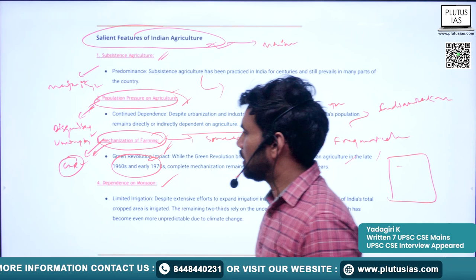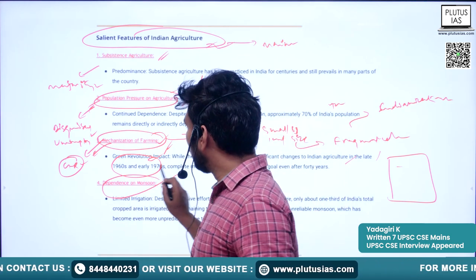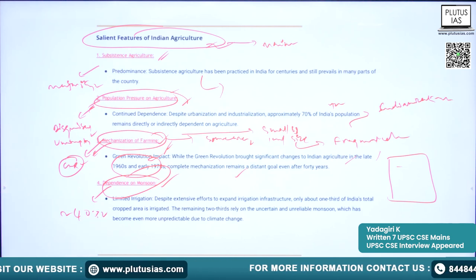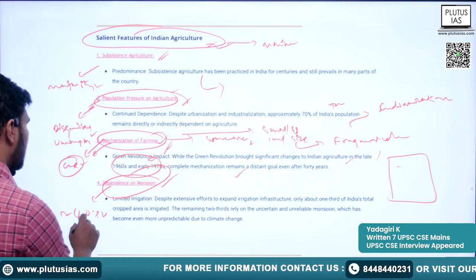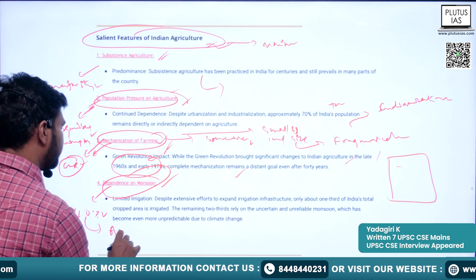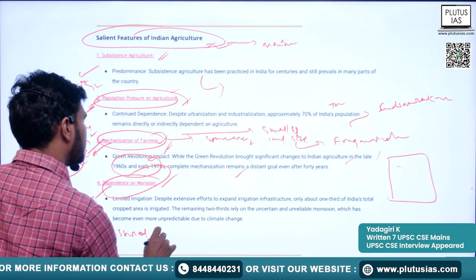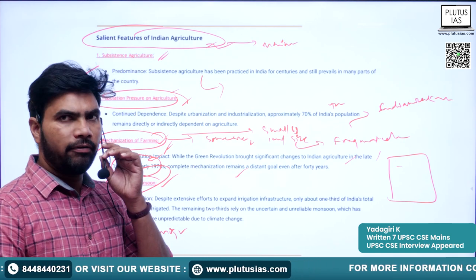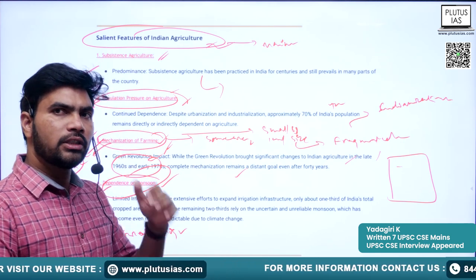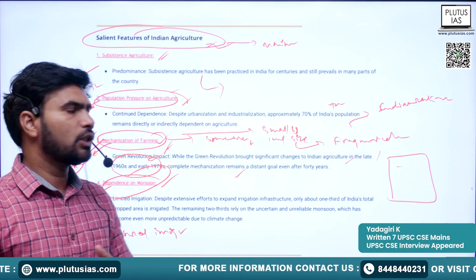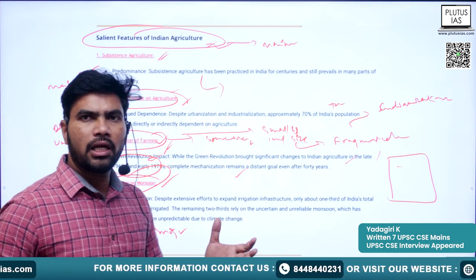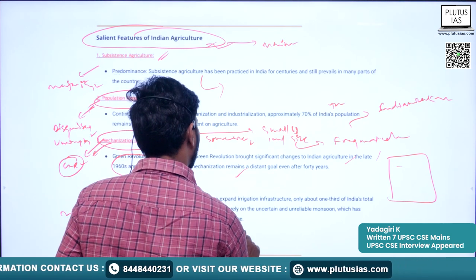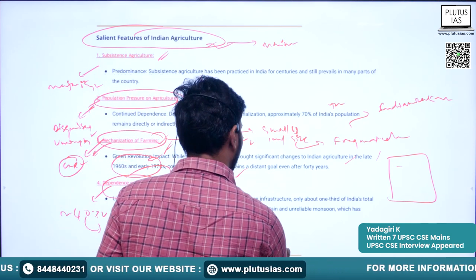Next characteristic feature is dependence on monsoon. Only approximately 40% of India's agricultural land has assured irrigation. Assured irrigation means there is a separate source of irrigation apart from rainfall, like an open well or bore well or canal irrigation. So only 40% of the agriculture area has assured irrigation. The rest, 60% of the agriculture area, is dependent on rainfall.